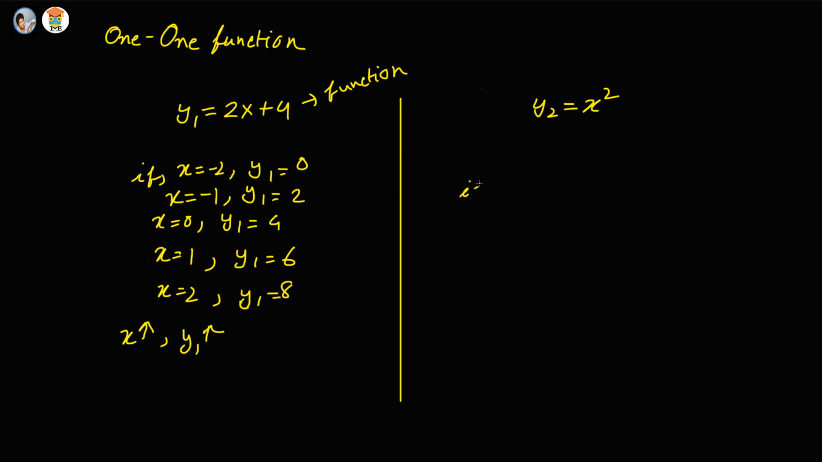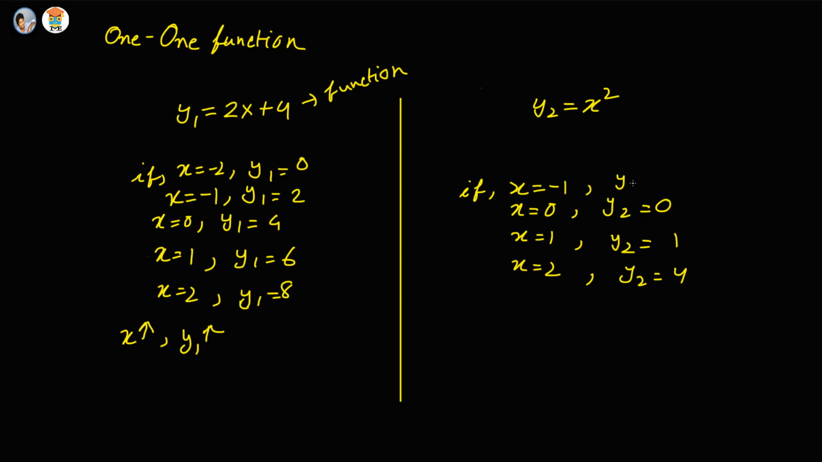Now for the second example, y2 is equal to x square. Here if x equal to 0, y2 equal to 0, x equal to 1, y2 equal to 1, x equal to 2, y2 equal to 4, x equal to minus 1, y2 equal to 1, x equal to minus 2, y2 equal to 4.